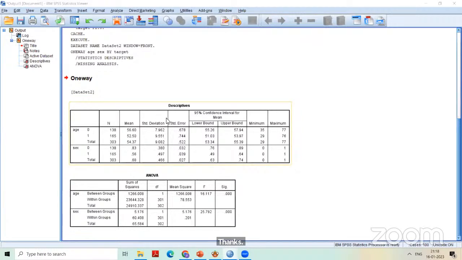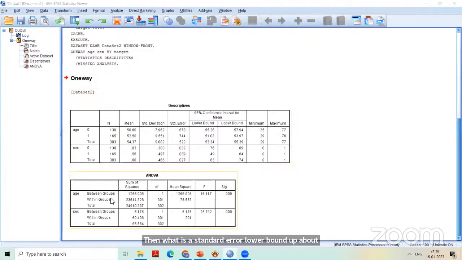This is the descriptive statistics, where they give you the number of values in age, what the mean value is, and what the standard deviation is for target variable 0 and 1. Then there is the standard error, lower bound, upper bound, minimum, and maximum. This is the complete descriptive. And this is the ANOVA analysis. For my ANOVA, I am interested in this F measure.